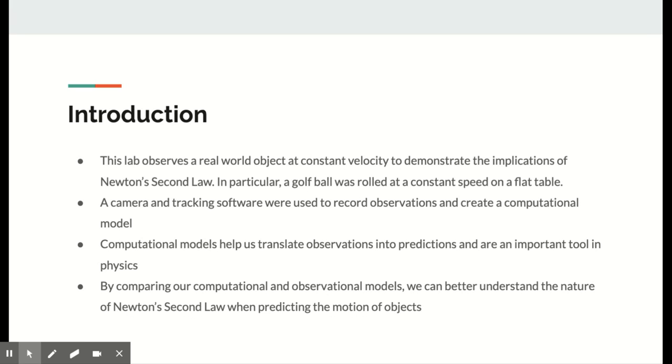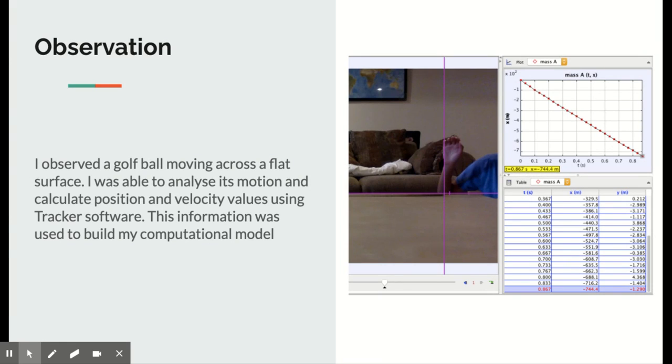motion of objects. I observed a golf ball moving across a flat surface. I was able to analyze its motion and calculate position and velocity values using the tracker software. This information was used to build my computational model.